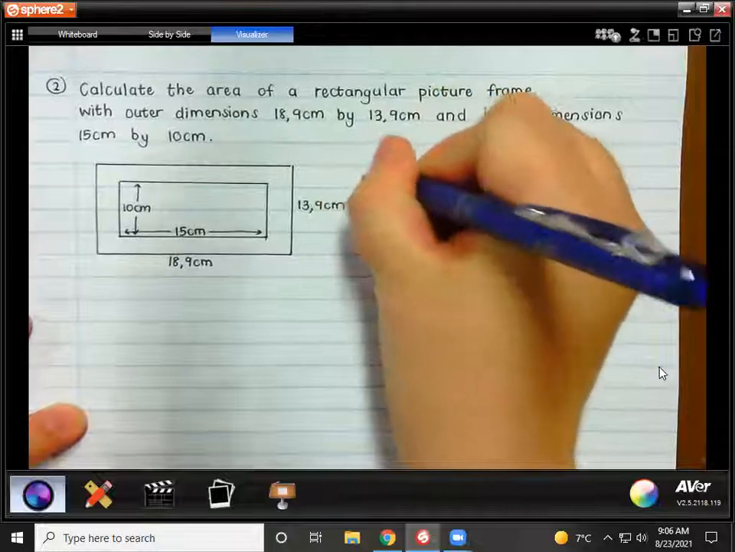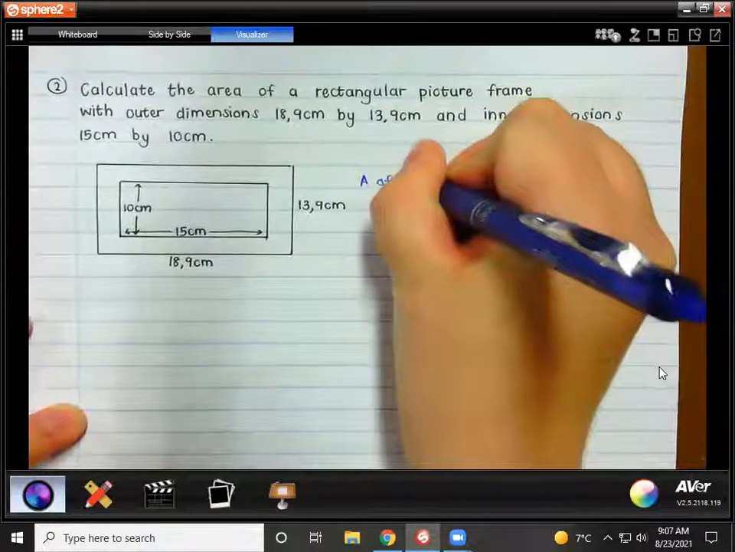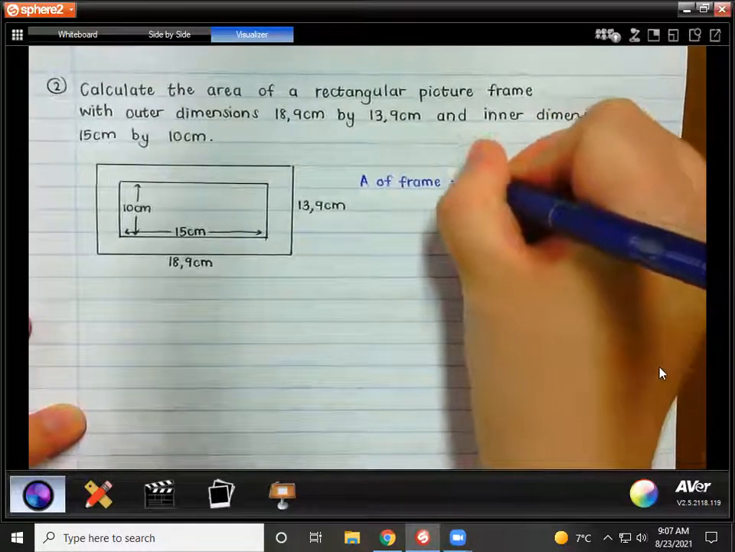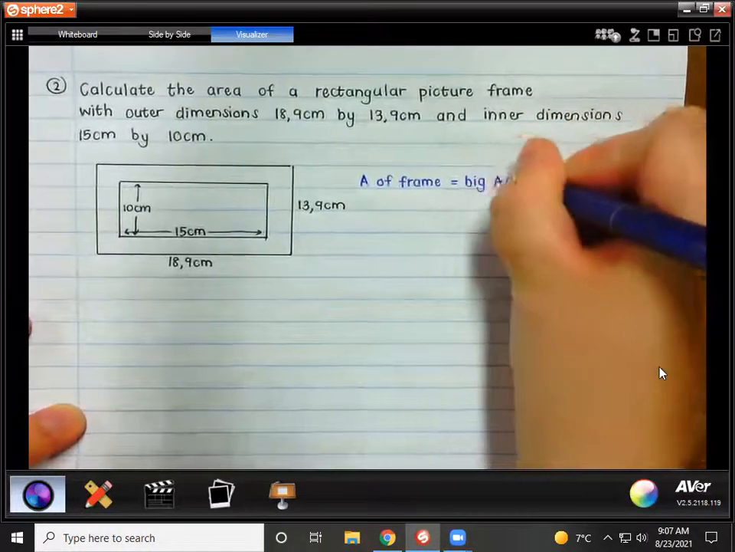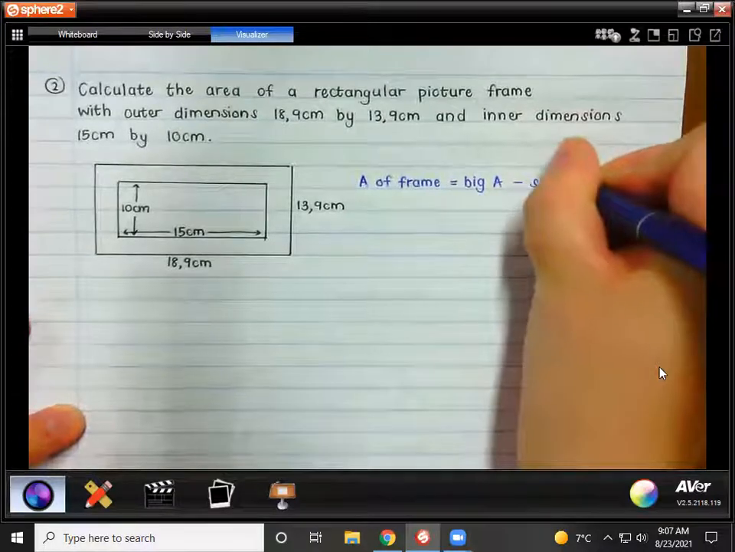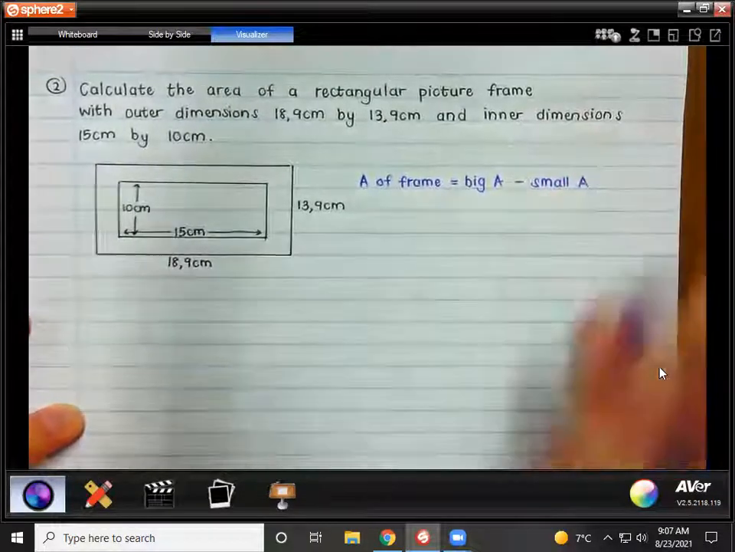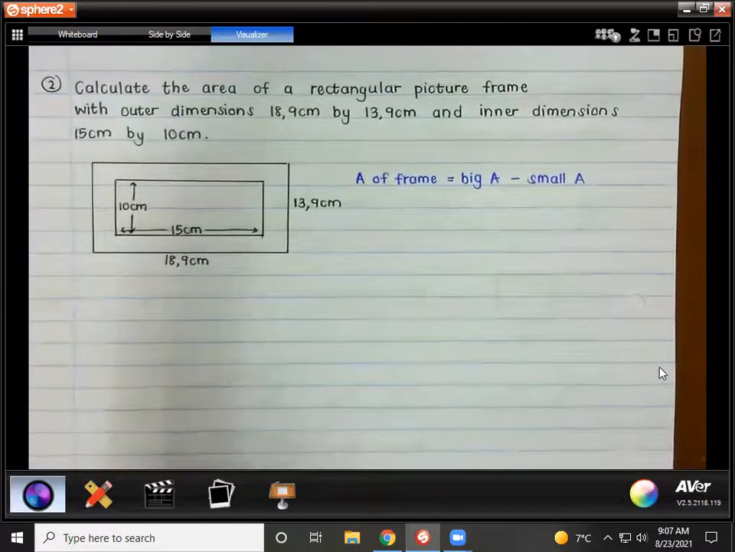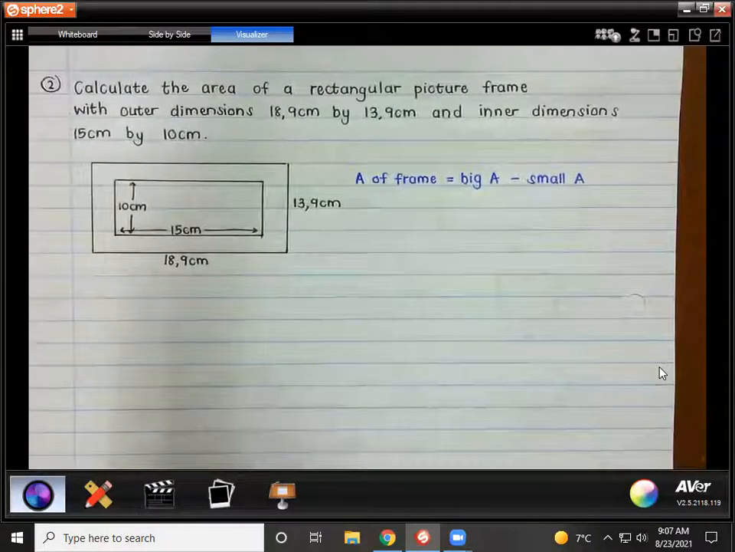Area of frame is equal to big area minus small area. And that's what you need to be able to do in these types of questions. You need to figure out what is the bigger shape. In this case, it's a rectangle. What must I minus from that to get the actual area that they're asking me for? In this case, it's the smaller rectangle.